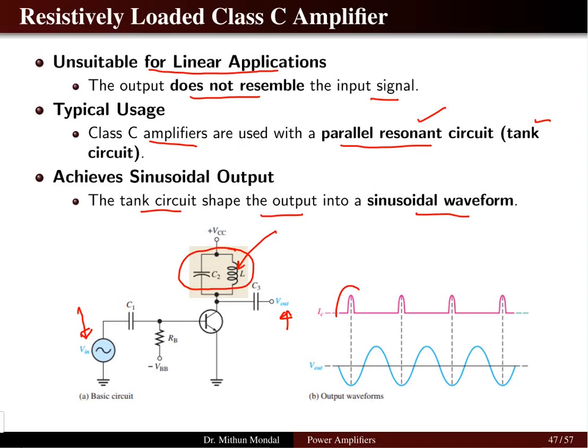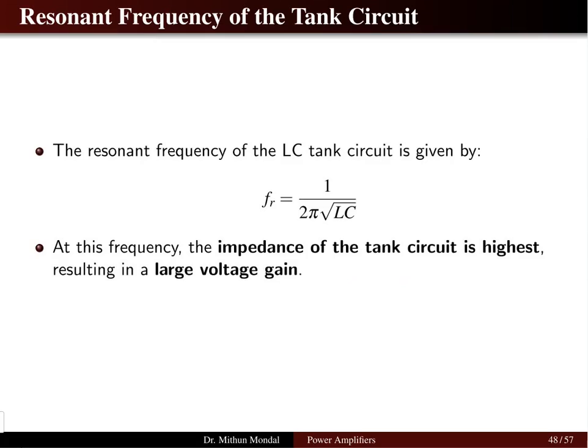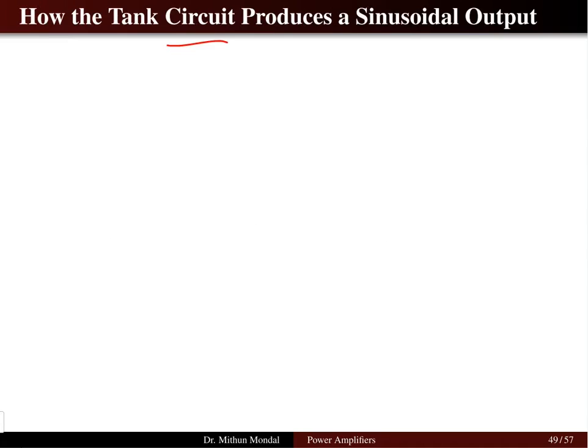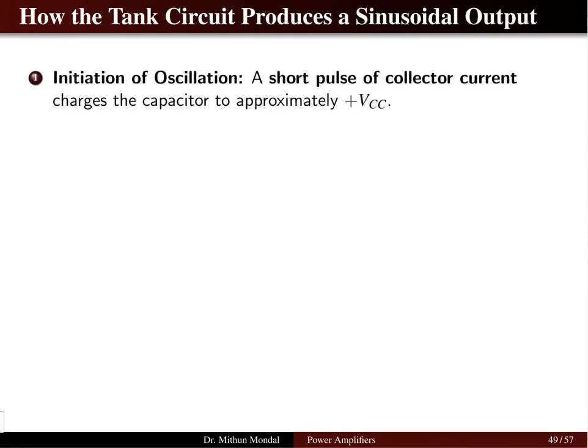The output current pulse is less than 180 degrees, but the output voltage we get is sinusoidal because of the tank circuit, or the parallel LC network. The resonant frequency of this tank circuit is given by 1 by 2 pi root LC, and at this frequency the impedance of the tank circuit is highest, resulting in a large voltage gain. Here the circuit will be entirely resistive in nature, so the impedance will be highest and we will get the highest voltage gain. So the question is how the tank circuit is producing the sinusoidal wave output.